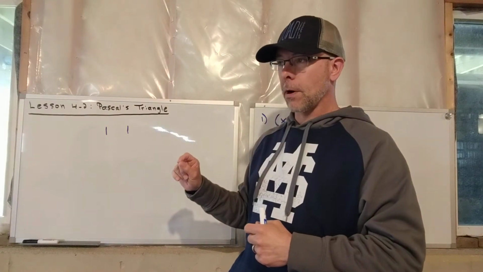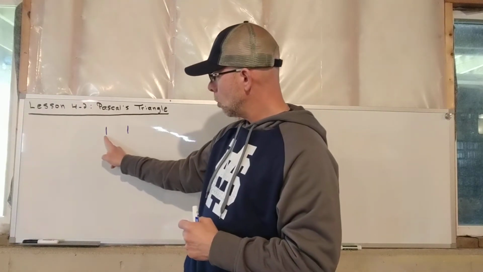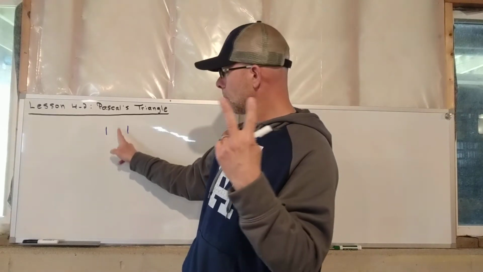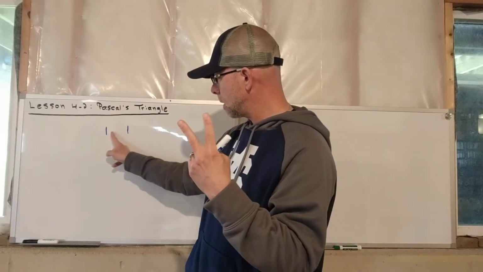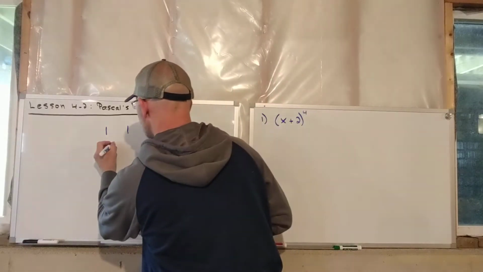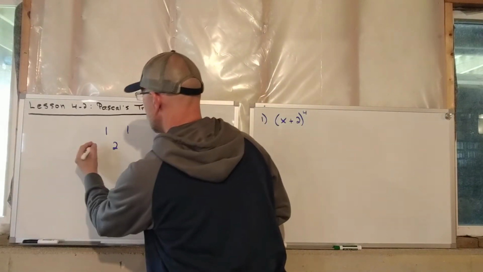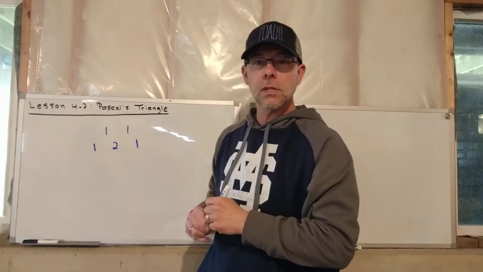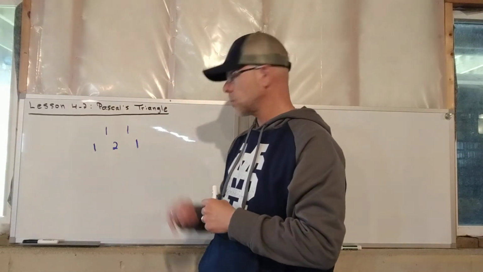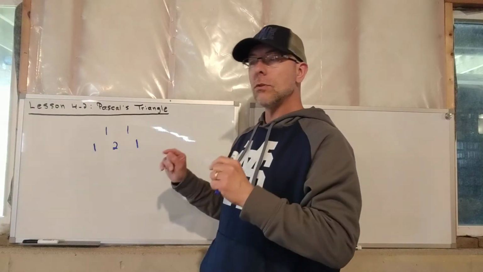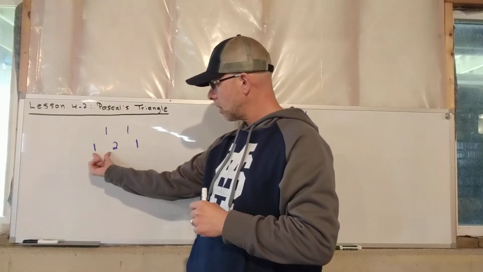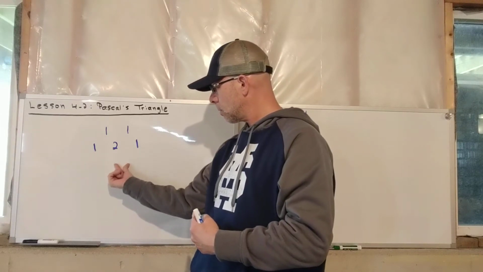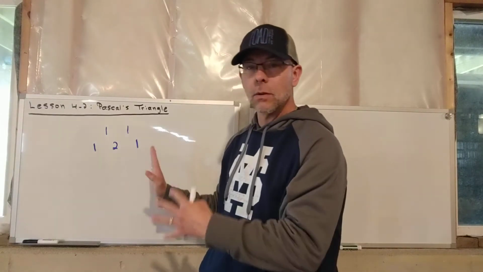Now, here's the tricky part. You are to add these 2 numbers together, 1 and 1 is 2, and put that right down below it between this open space. And then following the rules, the next line starts with 1 and ends with 1. And you do that for every pair of numbers. You add the 2 numbers that are side by side, put them down here, add them, put them down here, start with 1, end with 1.